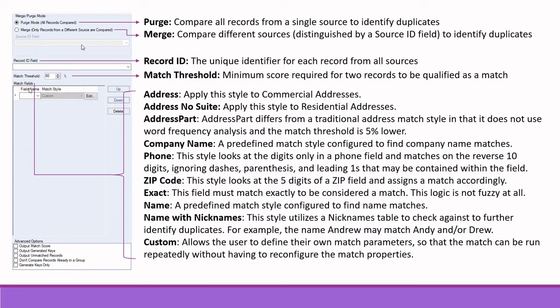Then we have the match fields. And just to distinguish that, the match threshold is the overall score. So it's basically the average of all the match fields. Each individual field will have its own minimum threshold that it must meet. We'll go through an example here of how the thresholds work.